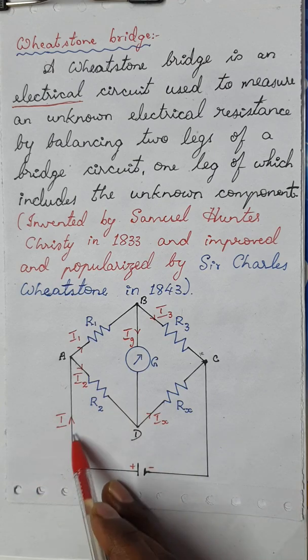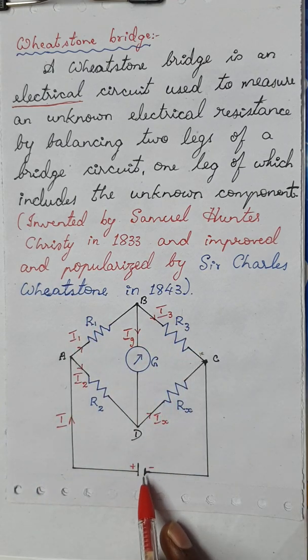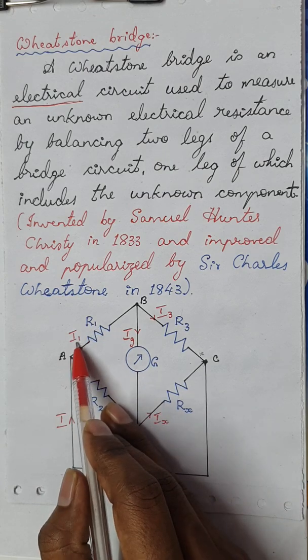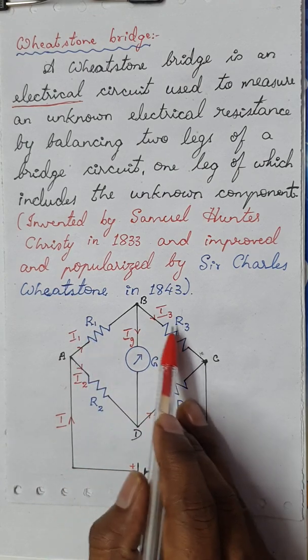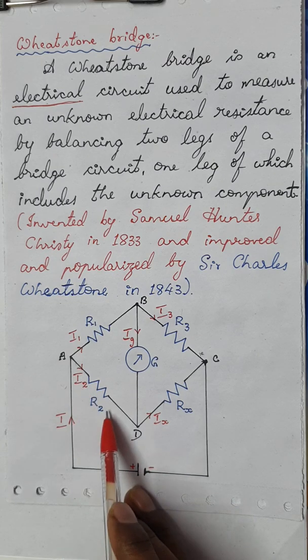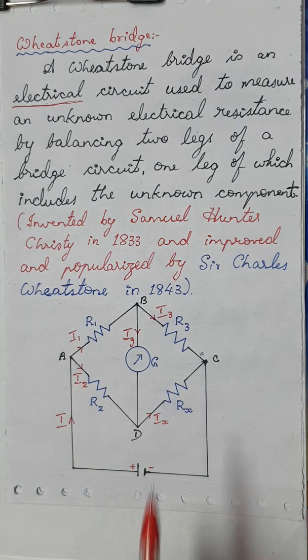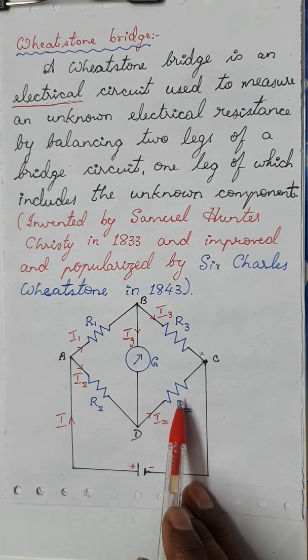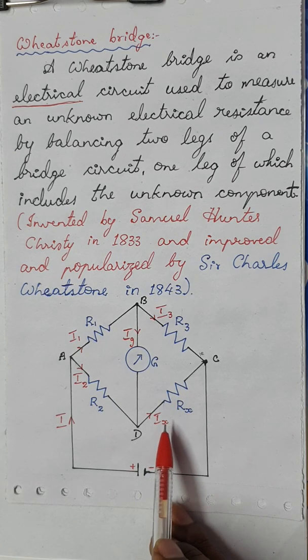Okay, when current is passing through the circuit, there is a voltage supply here. Current along R1 will be I1. Current along R2, R3 will be I3. Current along R2, that is second resistor, will be I2, and along Rx will be Ix. Simple. The current flows corresponding to whichever resistor is there.